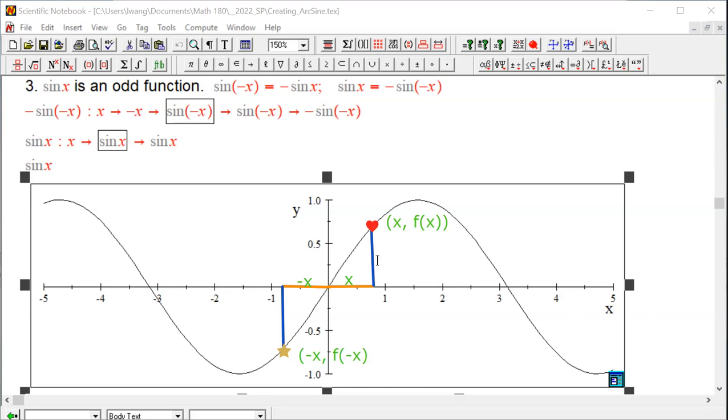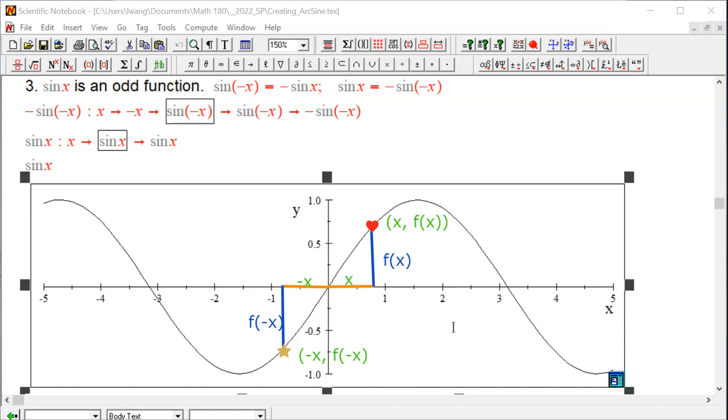Okay, so this blue, let me see if I can use a blue color. This blue color is f of x. And this other blue color is f of negative x, because the input is negative x, therefore the point is marked that way. These notations, you must make sure you understand them, otherwise you're going to be awfully confused.